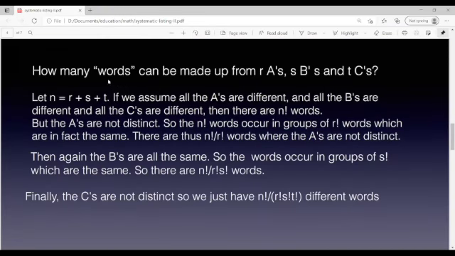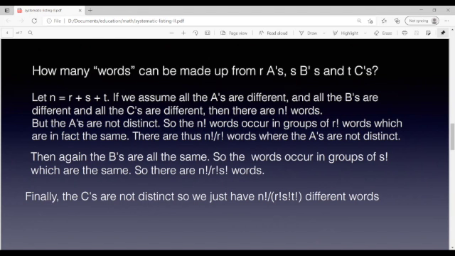So an example: how many words can be made up from R A's, S B's, and T C's? So let n equal R plus S plus T. So if we assume all of the A's, B's, and C's are different, then there are n factorial words.